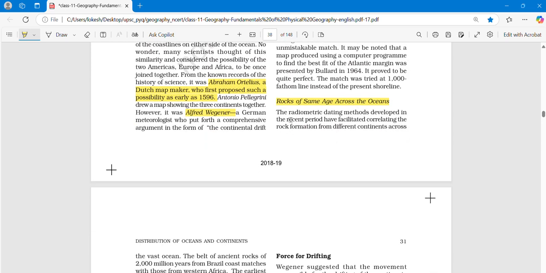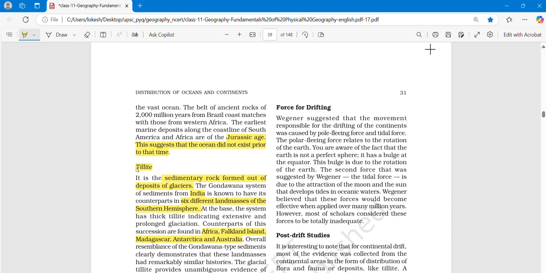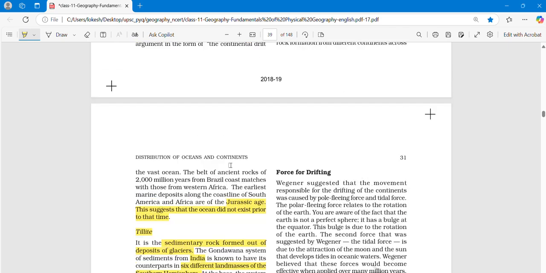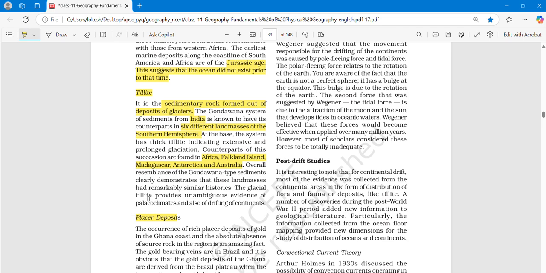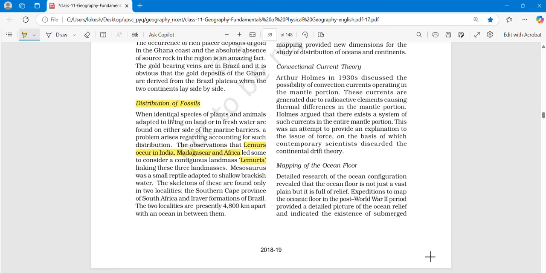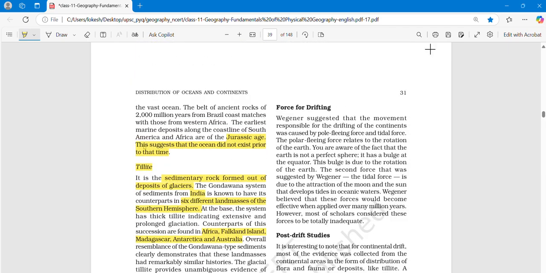Rocks of the same type are found on both sides. Tillite is a sedimentary rock formed out of glaciers, and similar rocks are found on both continents. It is another example of the same thing. Deposits of gold are also the same. Distribution of fossils: the same types of animals are found.